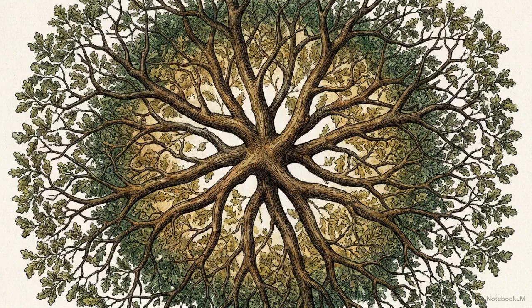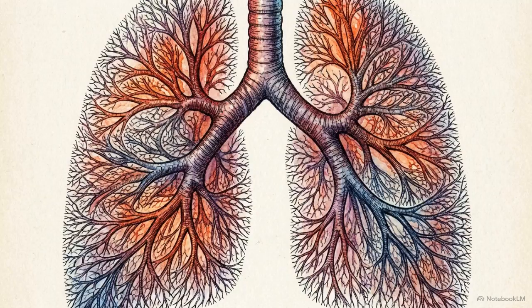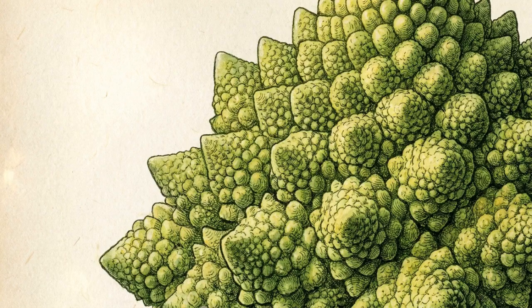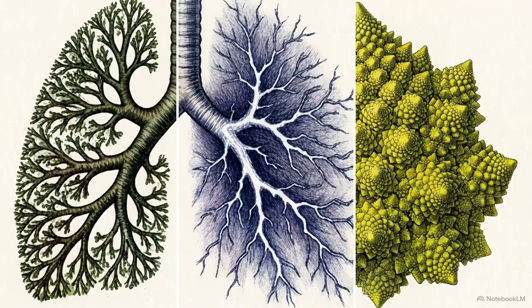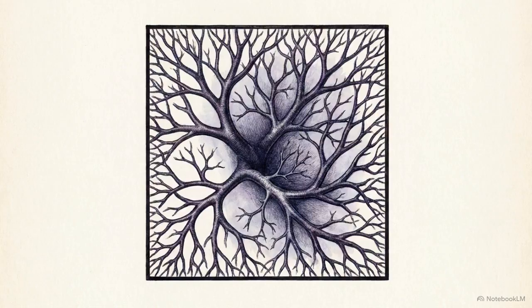Look closely at the macrostructure of a sprawling oak tree canopy, the airways of a human lung, the spiraling peaks of a Romanesco. Visually, their architecture is identical. They share this structure because they face a strict biological problem.